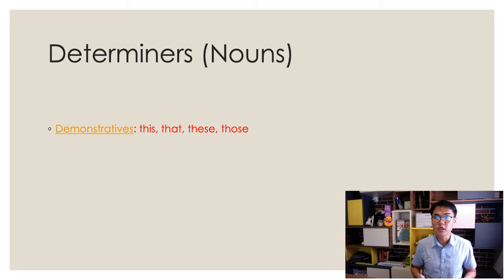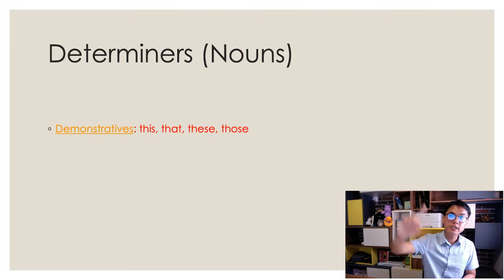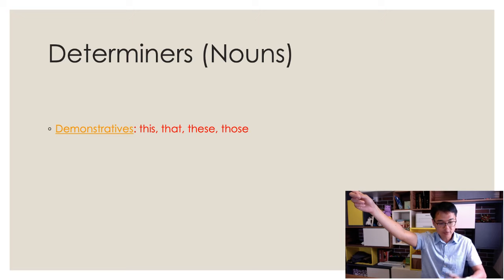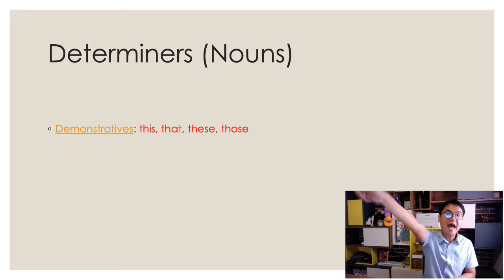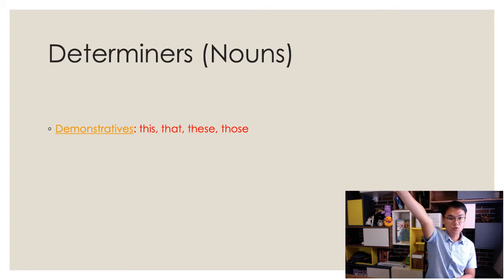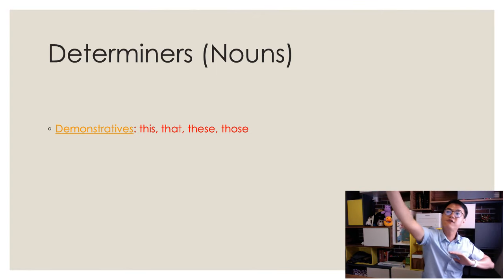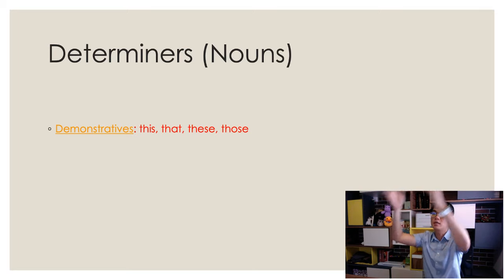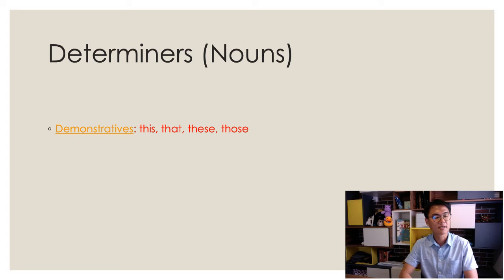If I'm referring to a durian on the tree, then I will point over there and refer to it as that durian. Okay, so this is another type of determiner. This tells me it's near to me and it's singular. That tells me that it's further away from me and it's also singular. These durians tells me that something is near to me and the number is greater than 1. Those durians refers to, again, something that's further away from me and more than one in number. Those durians, okay? So that's a type of demonstrative.